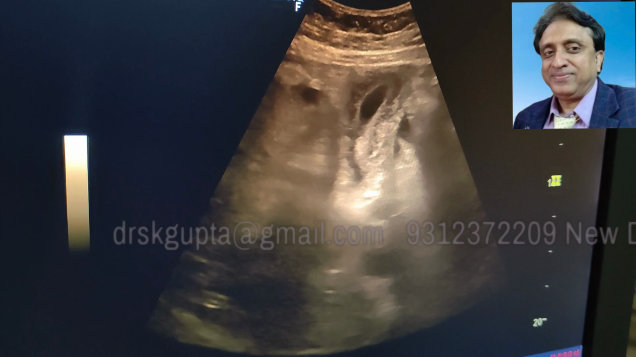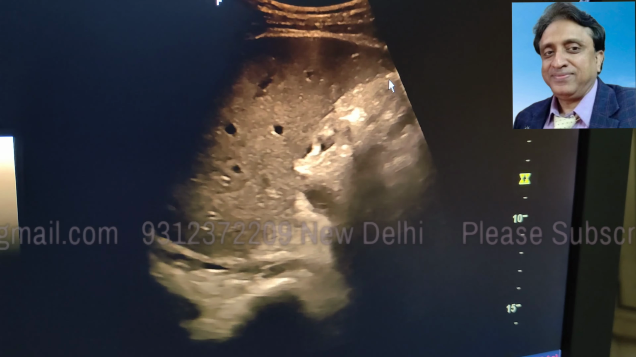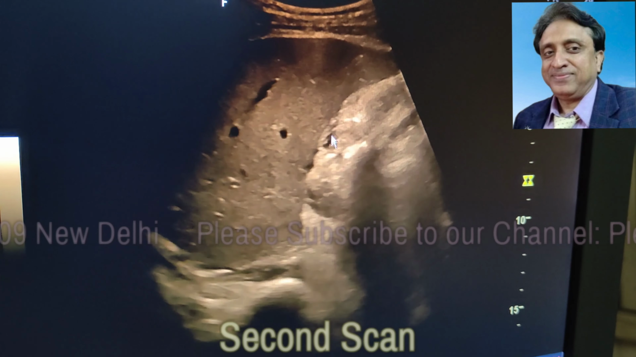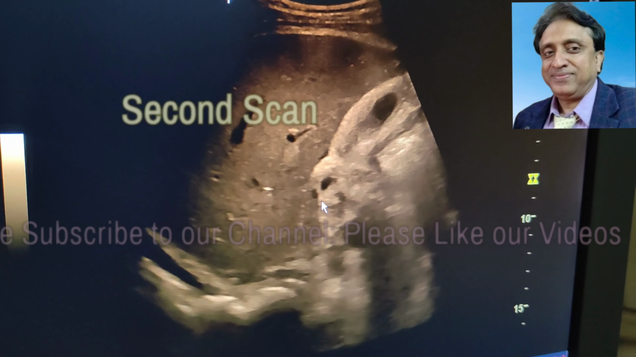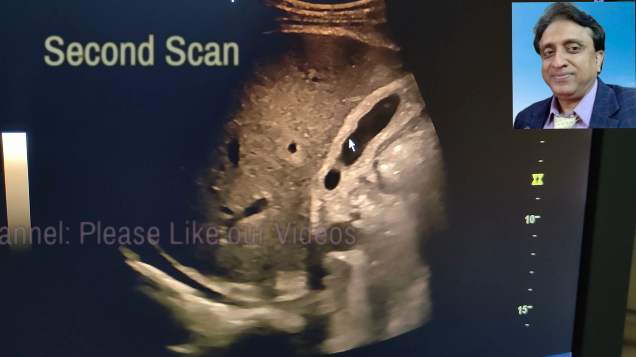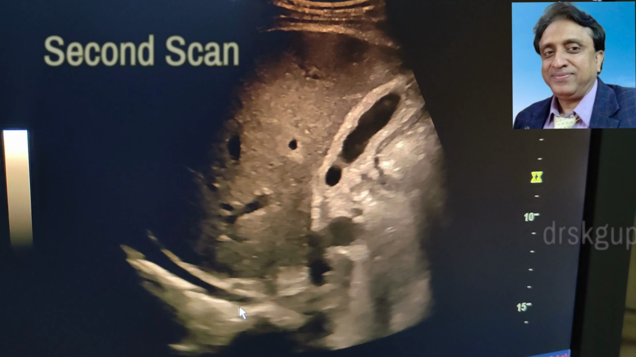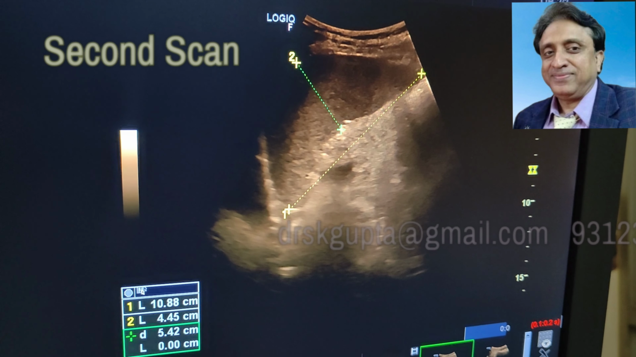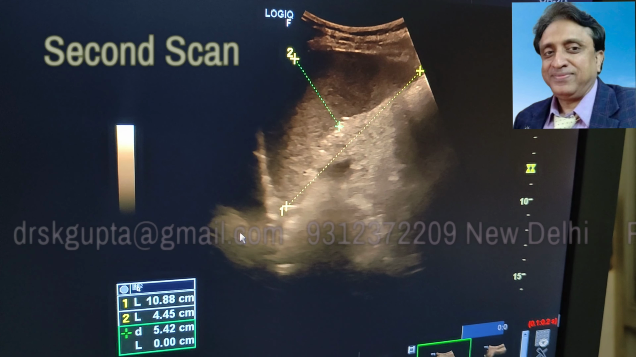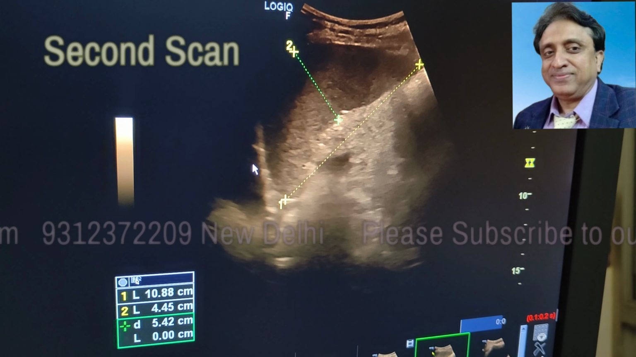Let's see how this patient behaves. Now you can see that the fluid has got absorbed. The edema of the wall of the gallbladder has decreased, and the gallbladder wall thickness is lesser than before. But there is some fluid collection in the abdomen. The spleen has decreased in size, but there is fluid on the left hand side in the left pleural space.